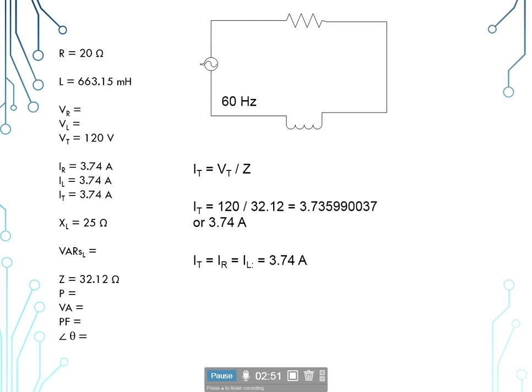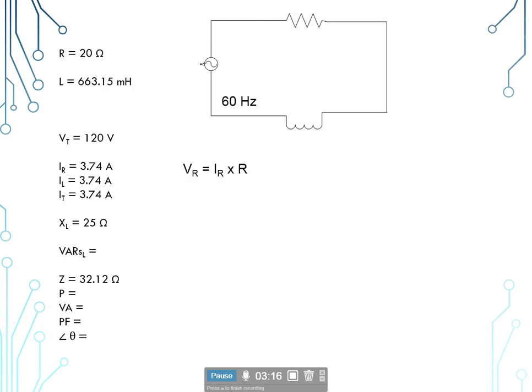Now, remember in a series circuit, the current remains constant through all components in the circuit. So we can say I sub t is equal to I sub R is equal to I sub L is equal to that same 3.74 amps. So we can populate I sub R and I sub L with that 3.74 amps.